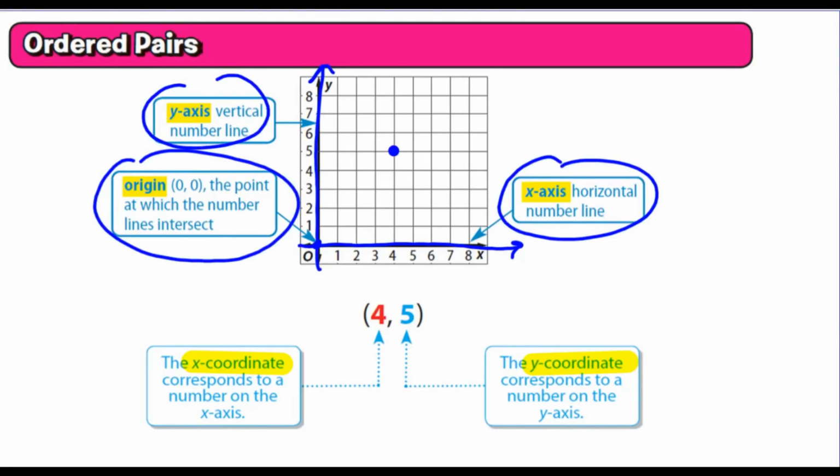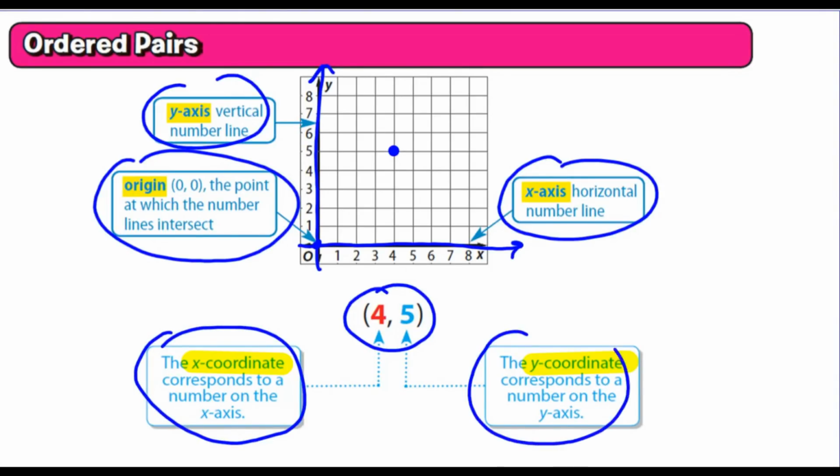And then to find any point on the plane, we're going to use one of these guys right here called an ordered pair. The first number in that ordered pair is the x coordinate, and that tells us where to go on the x-axis. And the second number is the y coordinate, tells us where to go on the y-axis. So this point right here that I have graphed, we go to 4 on the x-axis, and then we go up 5 on the y-axis, and there we have our point. So that's the basics of the coordinate grid and locating points on the coordinate grid.